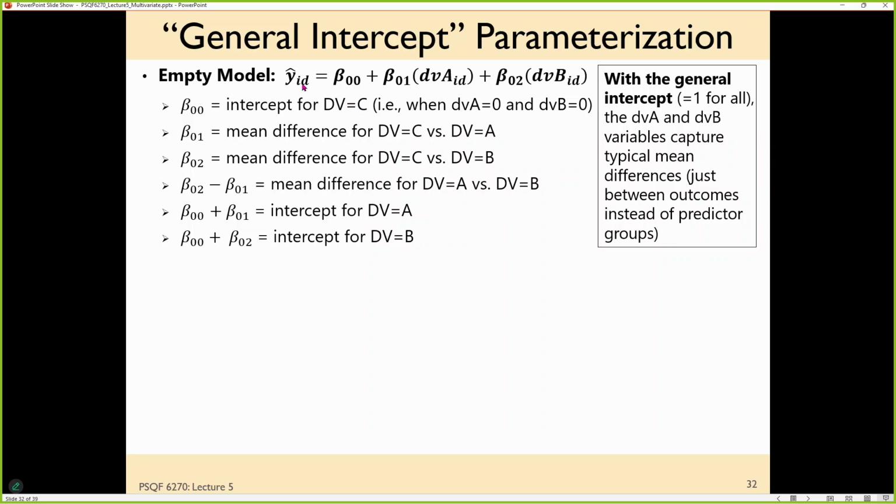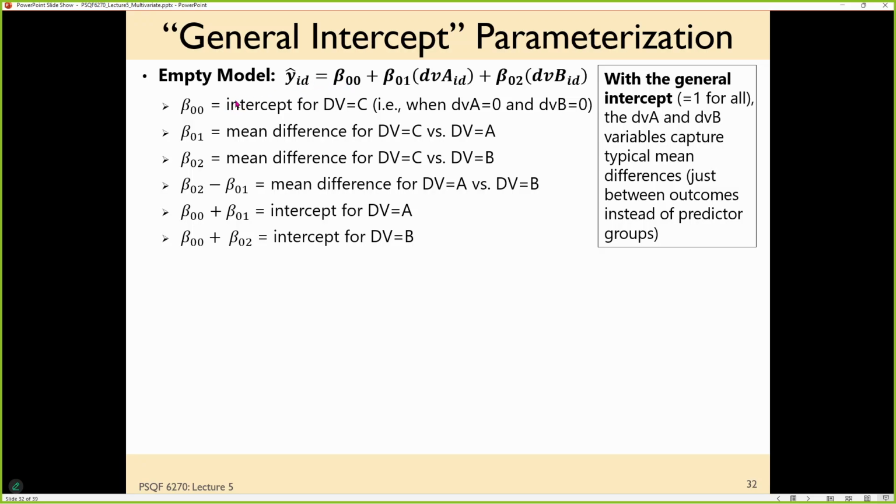So I have 2 subscripts here, an i for person as usual, and d for which DV. I have a beta 0,0, because this is my fixed intercept, and then I have a beta 0,1 and a beta 0,2, because these are for the reference DV, for the A DV, and then for the B DV. So 1 and 2 are indexing A and B.